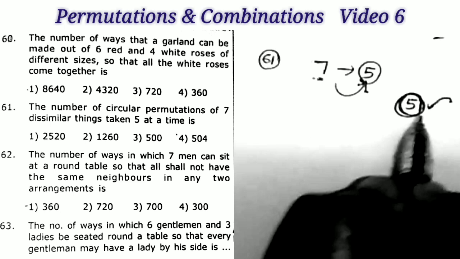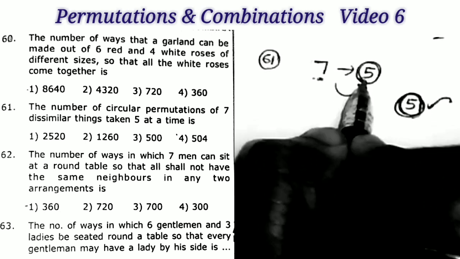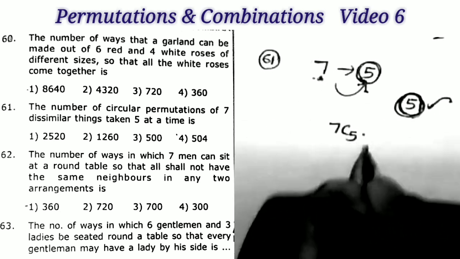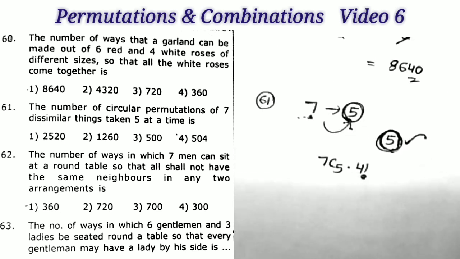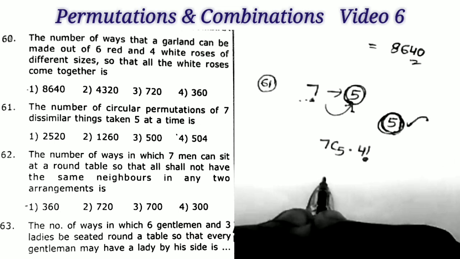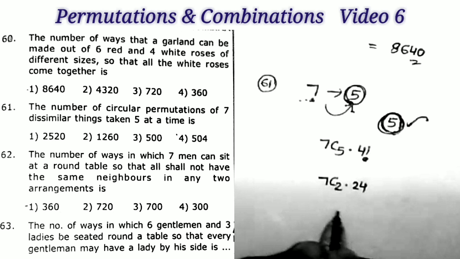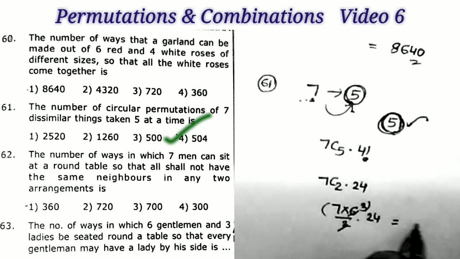First, to find the circular permutation, we have to select these 5 things from the given 7 things. That can be done in 7C5 ways. And then the circular permutation is 4 factorial. Therefore, the answer is equal to 7C5, which is nothing but 7C2, into 24. 7C2 is 21, so 21 into 24, so the answer is 504. That's all. That is the answer, and that is the fourth option.